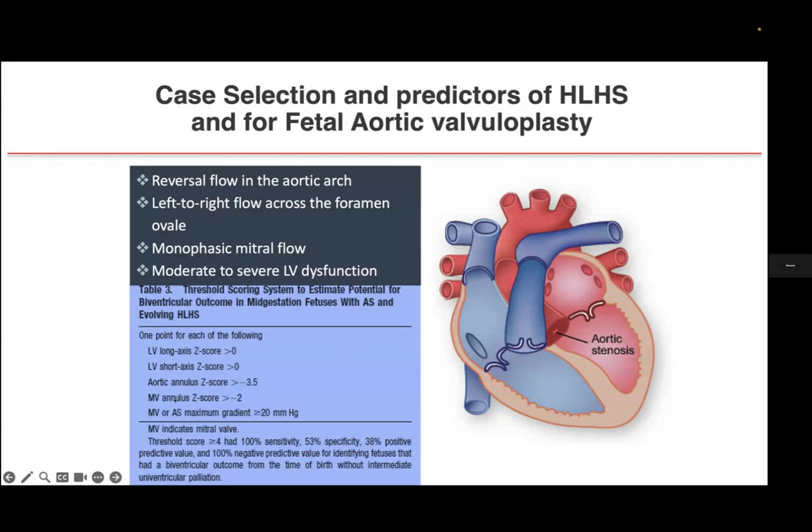So here the LV length Z-score should be normal. Aortic Z-score we can accept more than -3.5. Mitral valve Z-score should be more than -2, and there should be a documented aortic stenosis along with the flow reversal into the aortic arch and abnormality of the left ventricular function or abnormality of the mitral valve flows. So let's look at this case, what happens here.